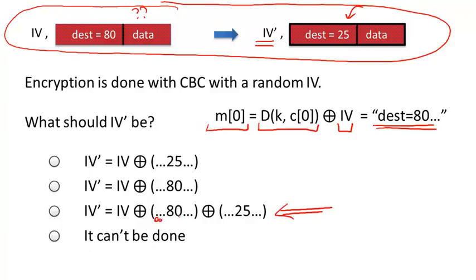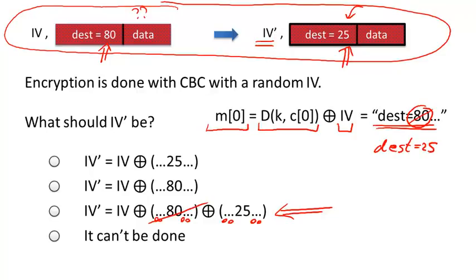It's pretty easy to see that the attacker simply takes the original IV and XORs it with a string that has a bunch of zeros, then 80, then more zeros, and then 25 in the appropriate place, namely in the port bytes of the encrypted packet. When this new IV prime is sent along with the original ciphertext, the original ciphertext would decrypt to port 80, but now the new IV cancels out the 80 that would be obtained in the original plaintext, and then by XORing with 25, the destination now becomes 25.